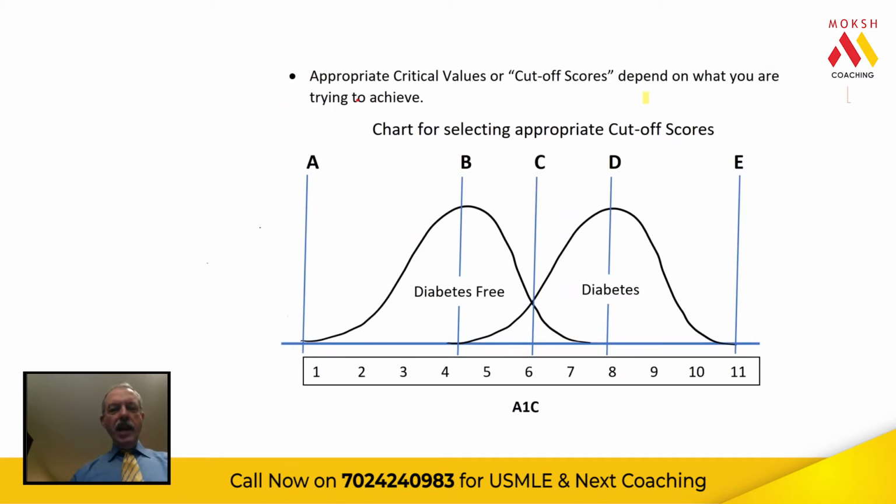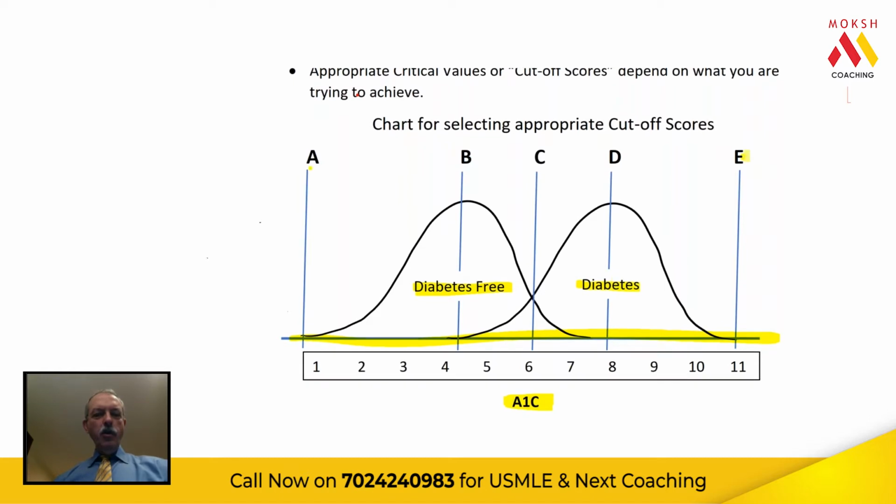So here we have a dimension. This dimension is A1C. Along this dimension, we have two frequency distributions. A distribution of people without diabetes on the left, a distribution with diabetes on the right. Higher A1C, more likely diabetes, as you know. What cutoff value should I use, A through E, in order to get optimum sensitivity? Now, you only get to choose one letter, I say with a smile. You can't choose two answers.